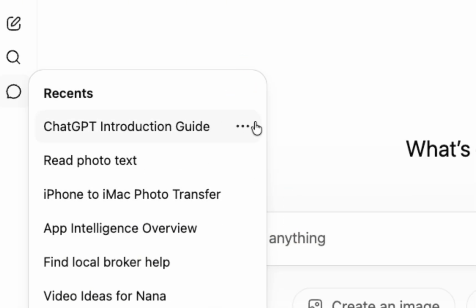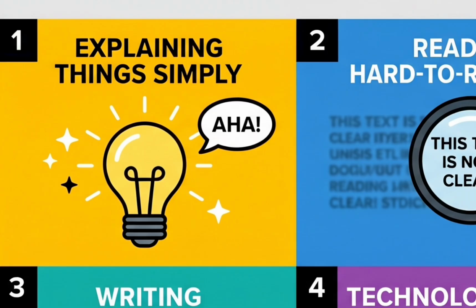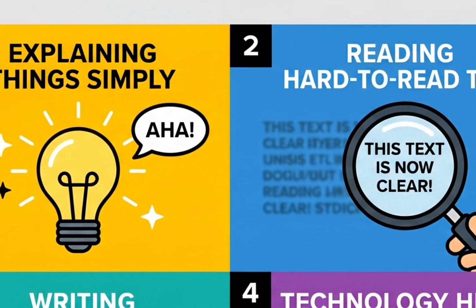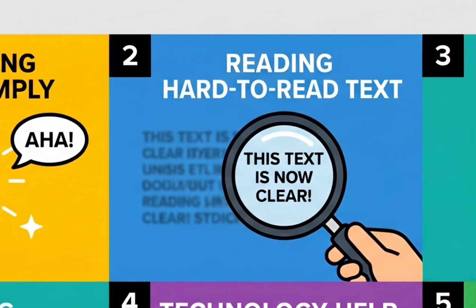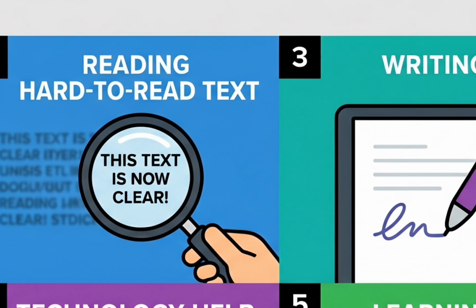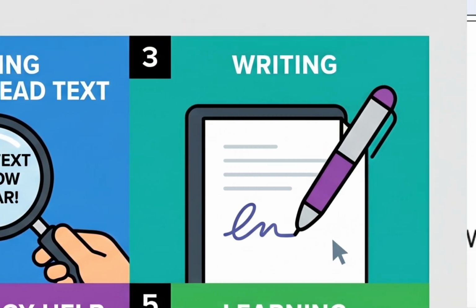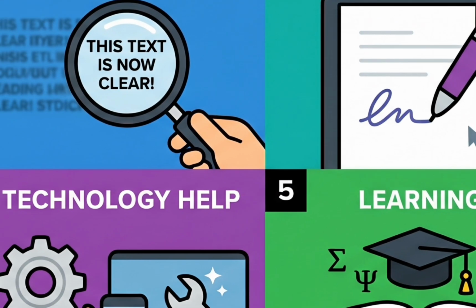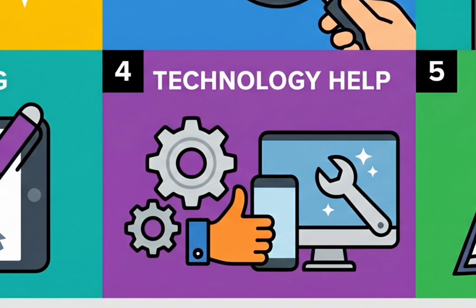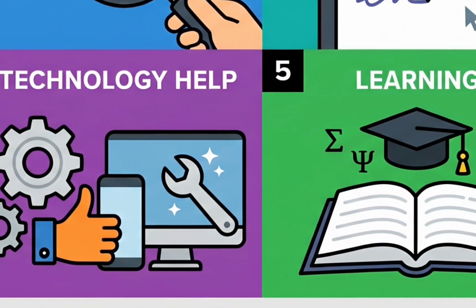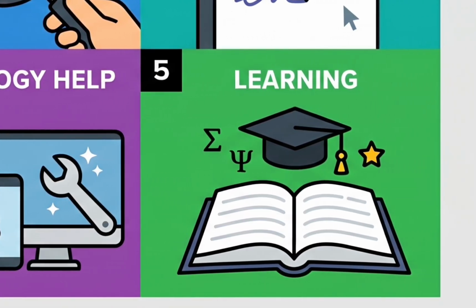What is ChatGPT good at? Here are some things ChatGPT is really good at: explaining things simply, especially confusing things, reading hard to read text, tiny print, faded letters, paperwork, writing help, cards, emails, Facebook posts, brainstorming ideas, recipes, gardening, travel, hobbies, technology help, phones, iPads, computers, apps, learning. You can ask, explain this like I'm brand new. And honestly, that's what I do all the time.